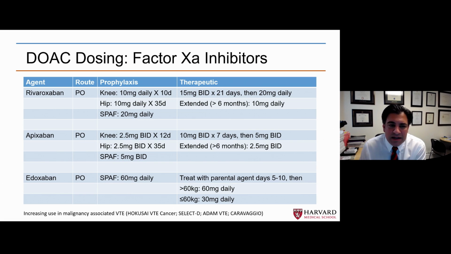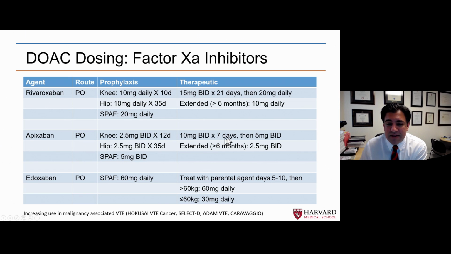The factor 10A inhibitors, rivaroxaban, apixaban, and edoxaban, have really taken over the market, have indications for prophylaxis in knee, hip, stroke prevention, and AFib. In therapeutic, it's important to recognize that the rivaroxaban dose is 15 twice daily for 21 days, then 20 daily. After 6 months, you can decrease this to 10 daily based on the data from Einstein Choice.